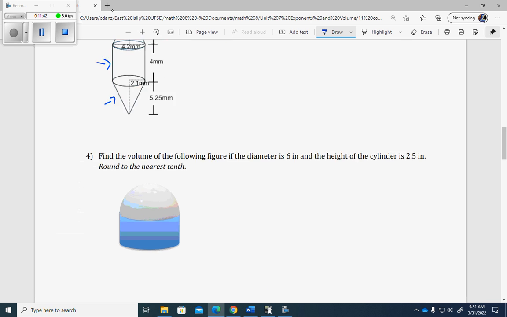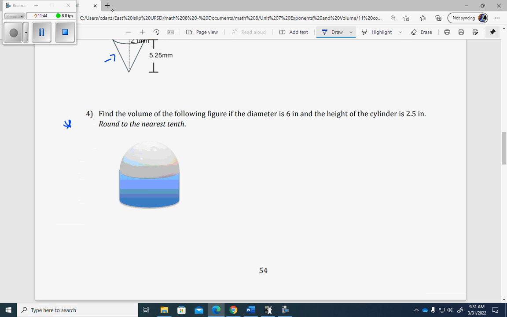We're going to do number 4 together. So it says find the volume of the following figure if the diameter is 6 and the height of the cylinder is 2.5 inches. So you need to recognize what this shape is. This right here is actually a cylinder with half of a sphere on top, right? The sphere is cut in half. So this is half of a sphere. We could call it a hemisphere. And this is a cylinder.